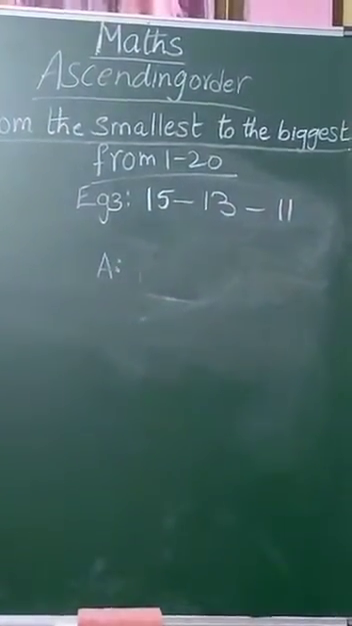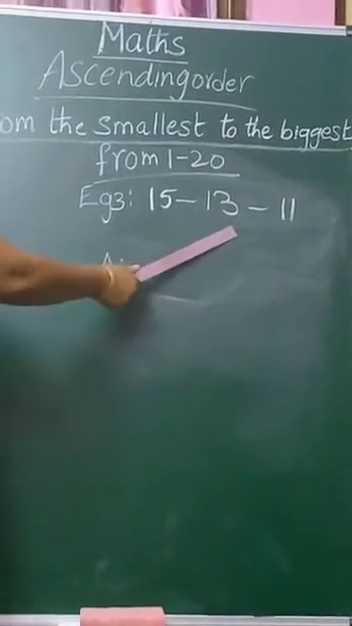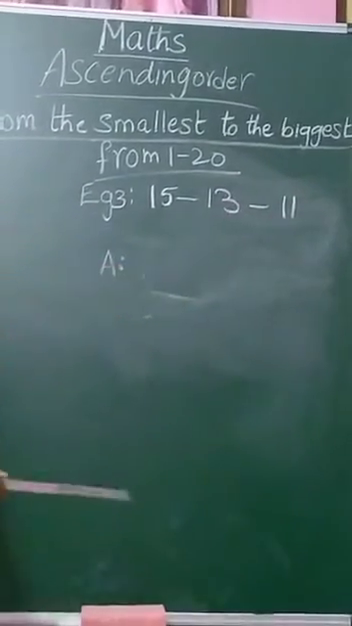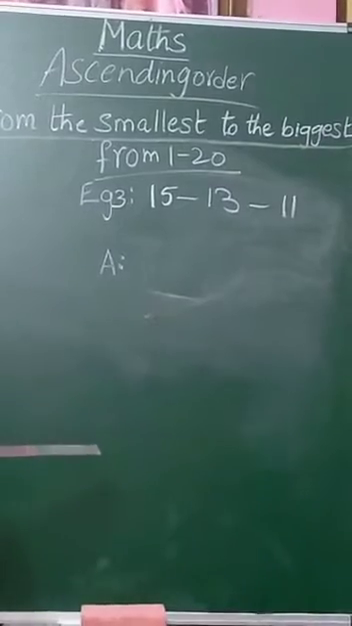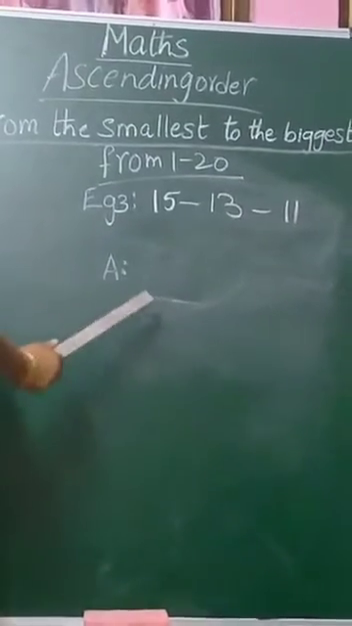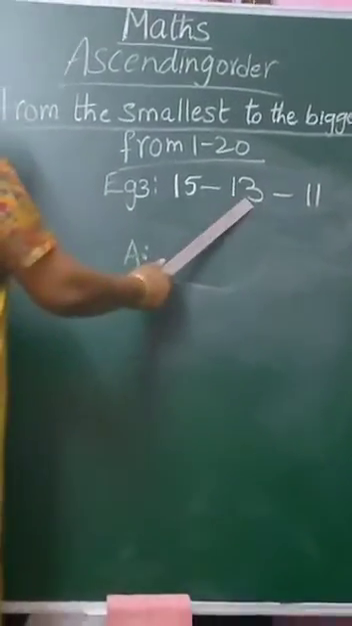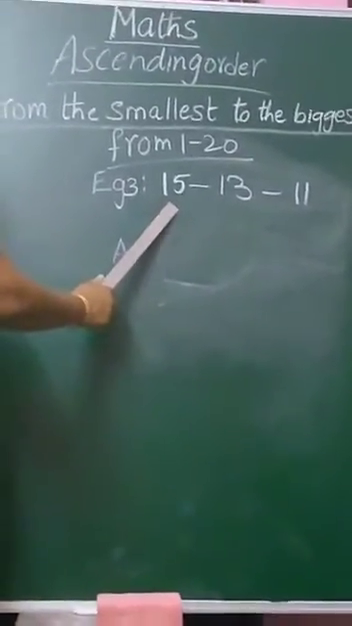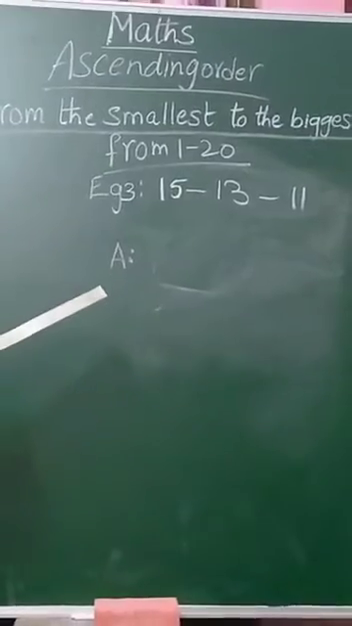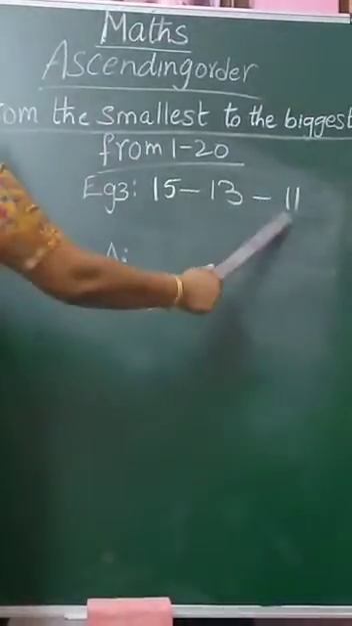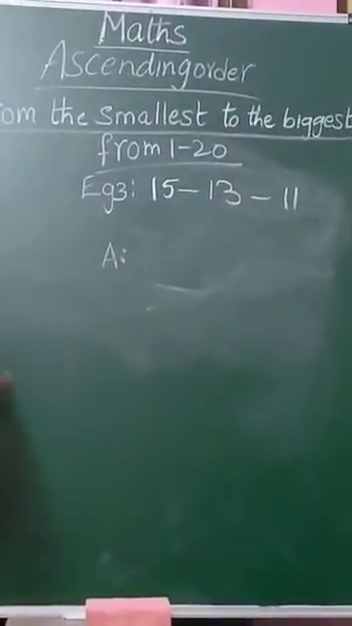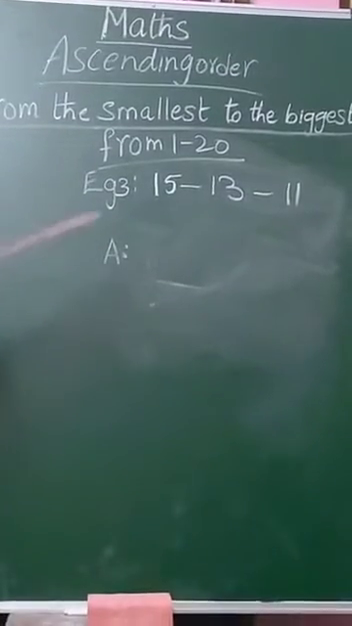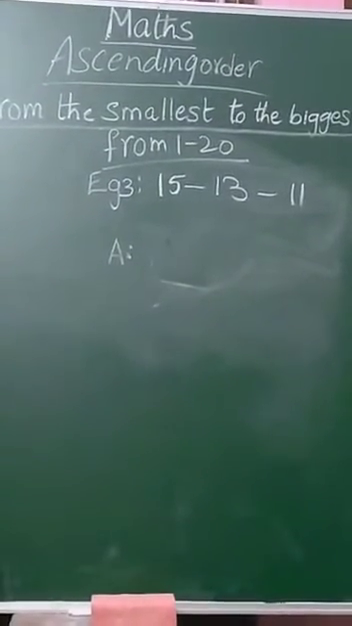Here children, here three numbers are given, 15, 13, 11. Out of these three numbers, which is the smallest one? Yes. 13 is the smallest one? No, no. 15 is the smallest one? No, no. Yes, who will say the answer? Yes, you are right, girl. 11 is the smallest one. Do you have 1 to 10 numbers? Shall we count the numbers again? Yes.